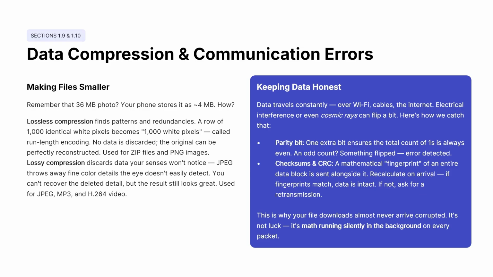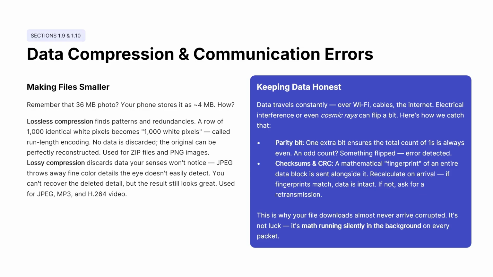Imagine a row of 1,000 identical white pixels. Instead of storing all 1,000 individually, you store "1,000 white pixels." That's called run-length encoding. One simple idea can shrink a file dramatically. Lossy compression goes further. JPEG, for example, throws away fine color details that the human eye doesn't easily notice, and it blurs high-frequency details in areas of subtle variation. Your eye fills in the gaps. Most of the time, you can't tell.